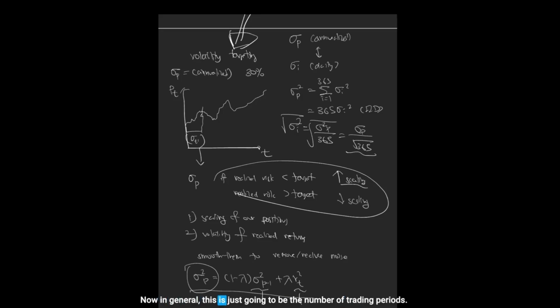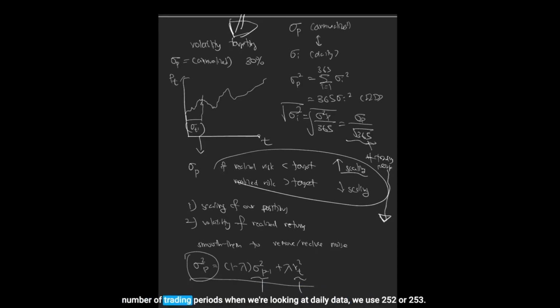Now in general, this is just going to be the number of trading periods. So if you have watched my previous lectures before and we talk about the total number of trading periods when we're looking at daily data, we use 252 or 253. This is suitable for equity markets. This is the number of trading periods, roughly speaking, but in cryptocurrency markets, we would have to use 365 since we have weekend trading and trading on the holidays.